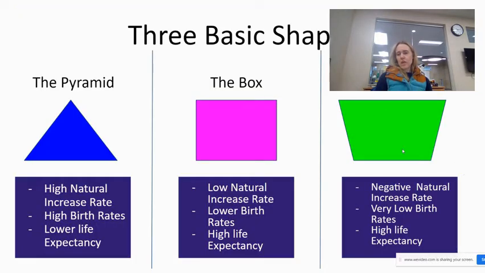So the last shape is the cup shape. This is when the base of the population pyramid is significantly smaller than the rest of the population pyramid. We'll take a look at some examples, but this is going to show us very low birth rates. It's going to show us pretty high life expectancy. A lot of the population is elderly or older people. And it's also going to show us that this country is probably eventually going to shrink.